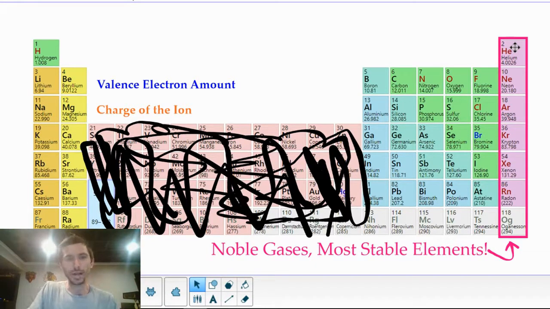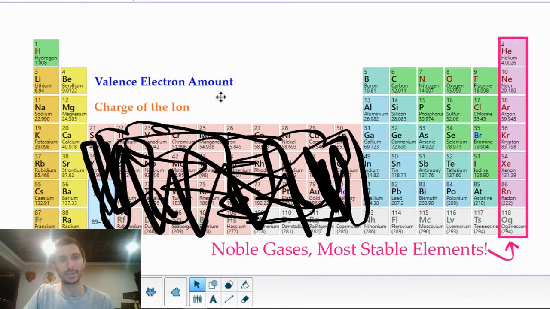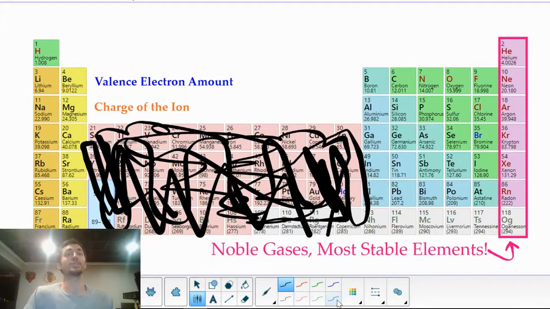But what I want to list out on our P table in colors: I'm going to use blue for valence electrons. I'm going to use orange for the charge of the ion that is created when an element in this group forms an ion. Ions are the basis of what we're dealing with the rest of the semester, all about ions and how certain atoms come together and how reactions occur.